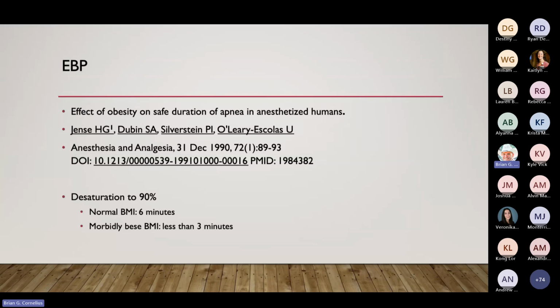And as soon as I do that, I start oxygenating them. And that way, the whole time I'm getting the rest of my monitors on, the whole time I'm getting everything set up, they're hopefully doing a good job of pre-oxygenating. And these are the people you may consider using a mask strap or getting somebody to hold it on there for you or something like that. Because as you can see, they desaturate a lot faster than a normal body habitus would.